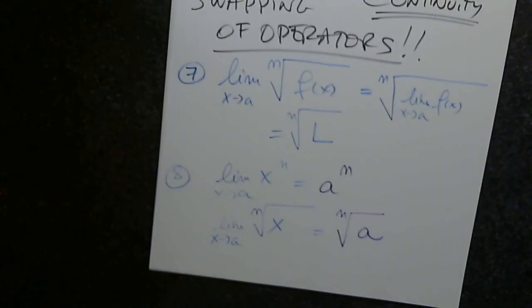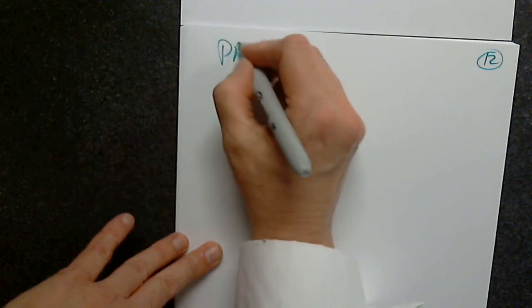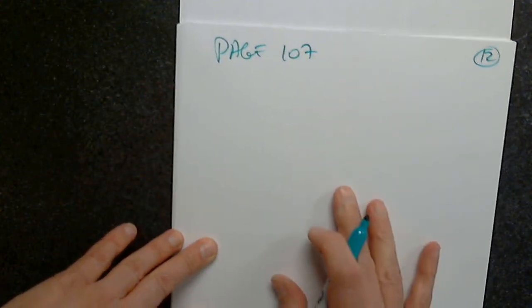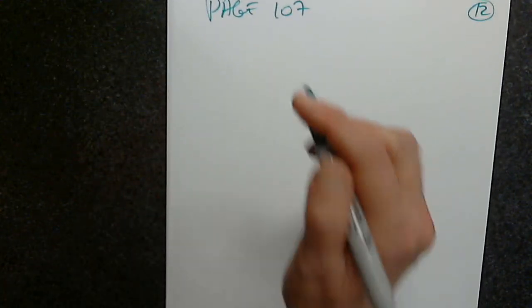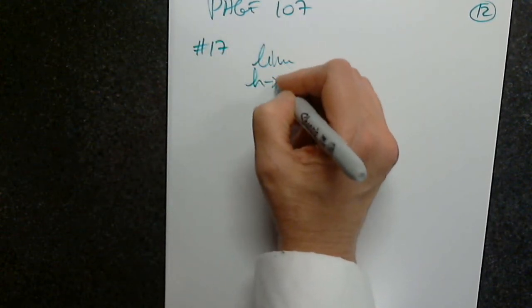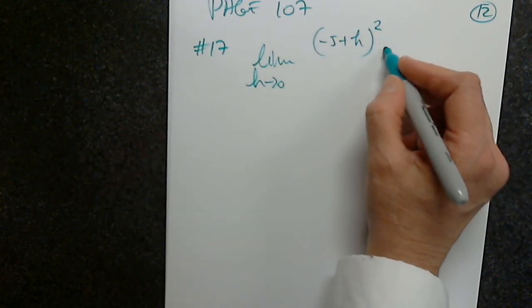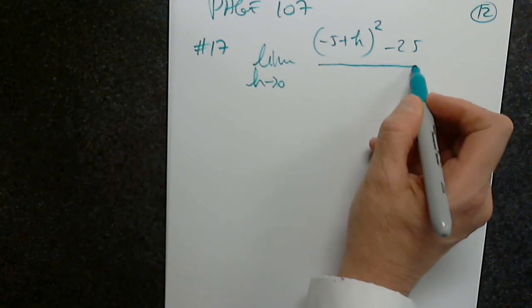Which one? 17. Okay, let's start with 17. I know I have about 20 minutes left, so we're just going to practice limits right now. Everything is on page 107. We started with 17. So this is the limit as h approaches 0 of (-5 plus h) squared minus 25, all divided by h.